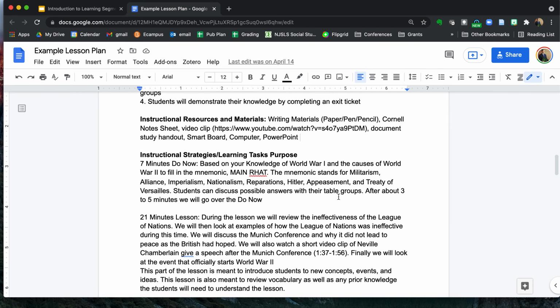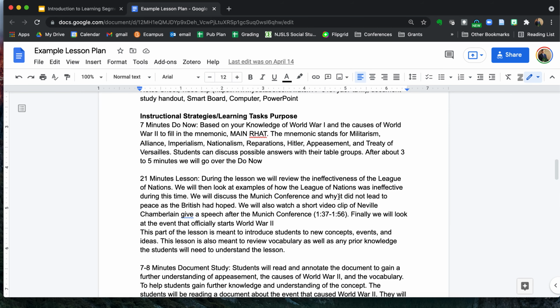We have some instructional materials, that's cool. And then learning activities. So you notice here they call them instructional strategies, learning tasks, purpose, whatever. They're learning activities. So we have a do now. I'm confused by this do now.